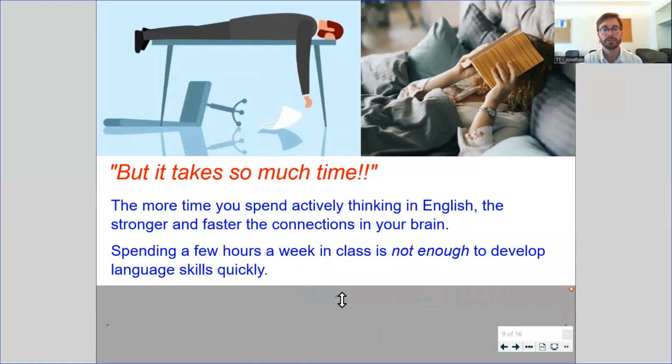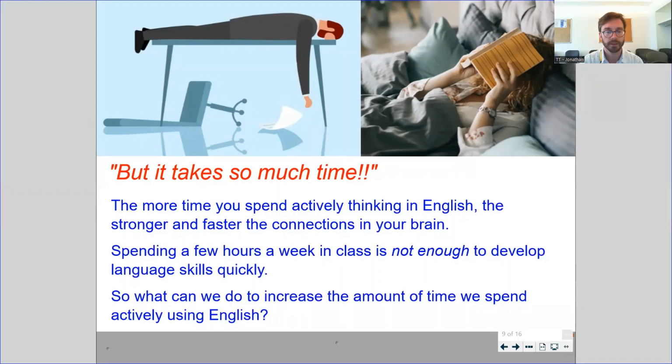Okay, spending a few hours a week in class is not enough to develop language skills quickly, and most teachers will expect you to be doing extra work outside of class, reviewing, revising, repeating the language, the lexis, the vocabulary, the grammar that you're doing in class. Okay, so it's worth thinking, what can we do to increase the amount of time we spend actively using English? Okay, just pause the video here and try to think, what else can you do?